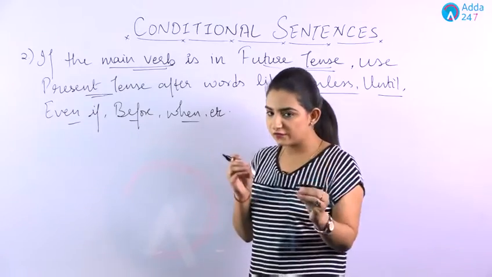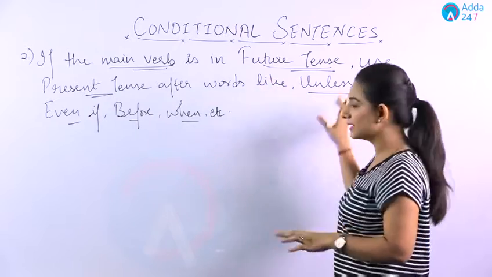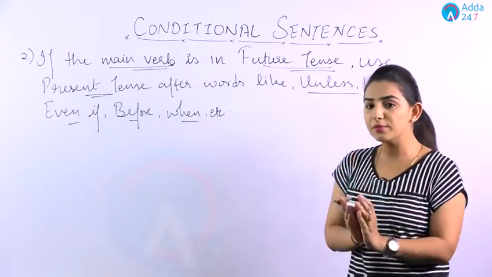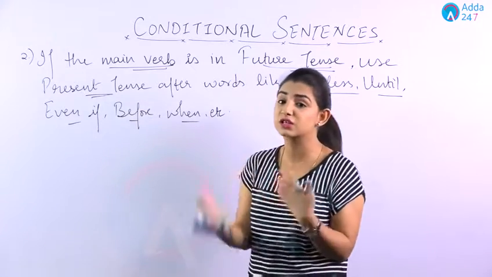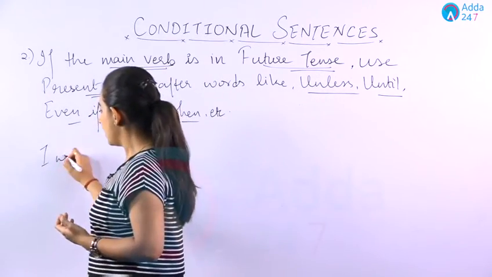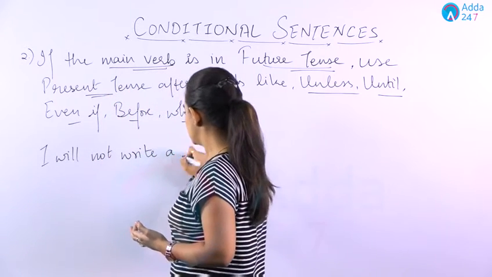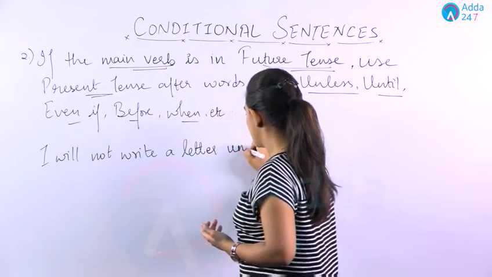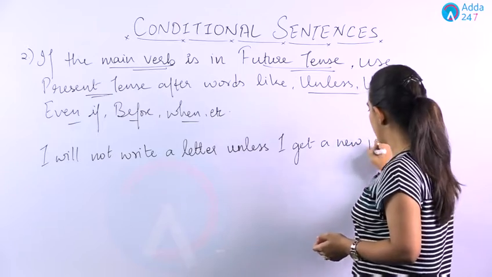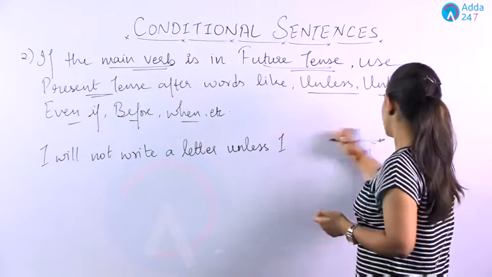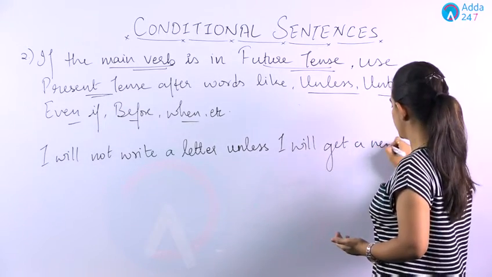So what does it say? If the sentence has a main verb in future tense and you have words like until, unless, even if, before, when, then the verb used after them should be in present tense. Let's say, take some examples and then understand what does this rule actually mean. It says, I will not write a letter unless I will get a new pen. Or rather, let me write the incorrect sentence for you and then you'll say, I will get a new pen.